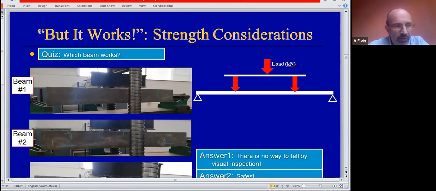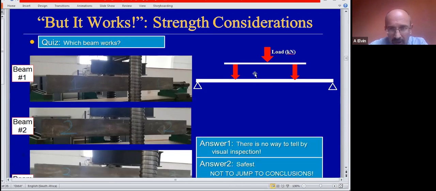So the title of this section is, "But It Works, Strength Considerations." So oftentimes I come out to site and the engineer on site and the builders on site and the erectors say, "But it works, look, it's working." And I say, "How do you know?" They say, "Because it's standing, it's clear that it works." Strength considerations. There will, of course, be other considerations, but the first one will be strength considerations.